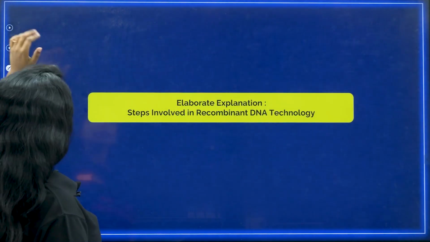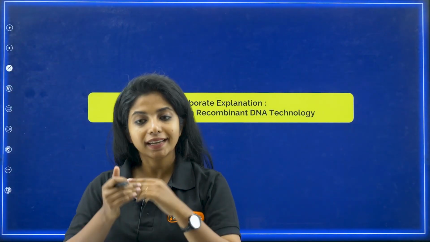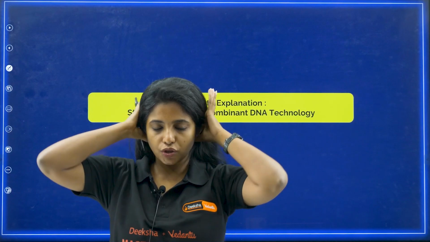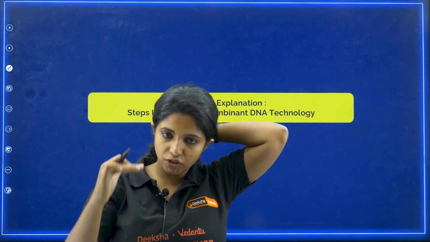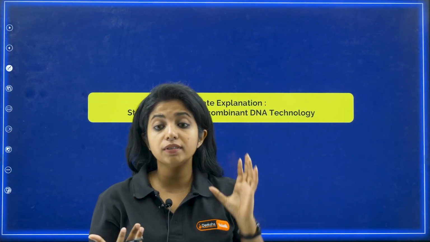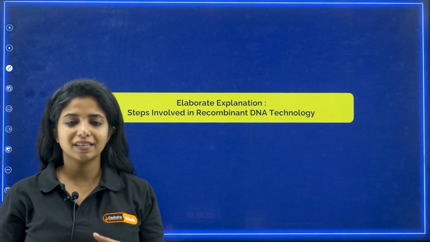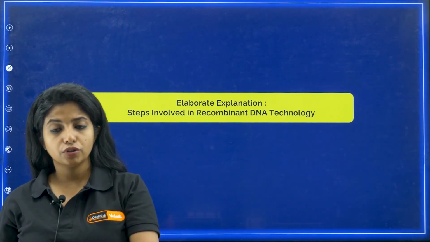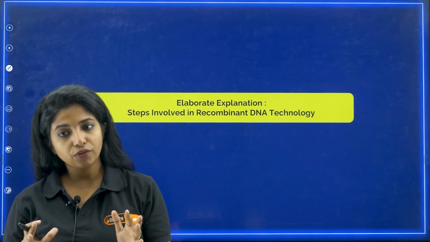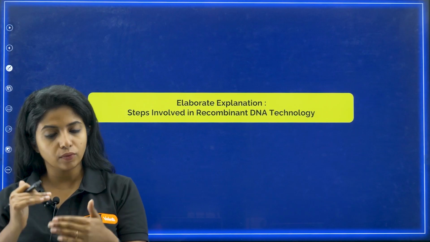Okay. Now we will talk about the elaborate explanation of each of the points. First we spoke about the points in general, then we spoke about the tools that are required. You need vectors, you need restriction enzymes, and you need electrophoresis to separate and things like that. Now I am going to explain it one by one in detail.